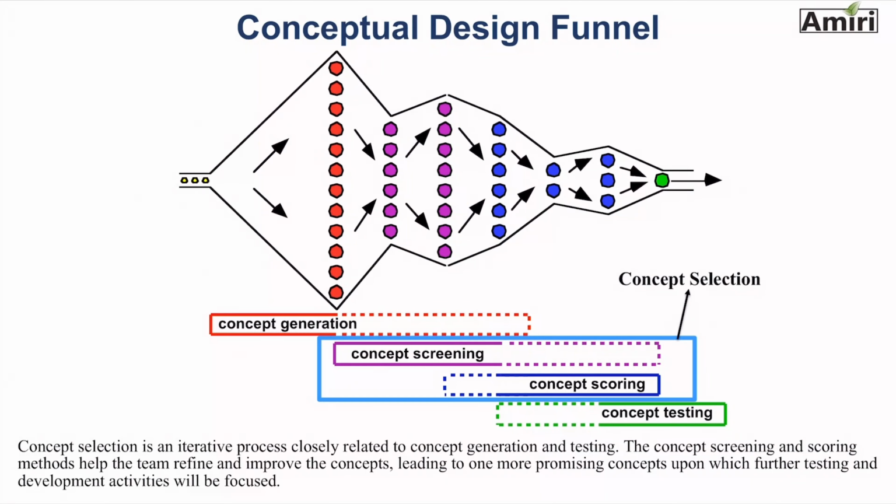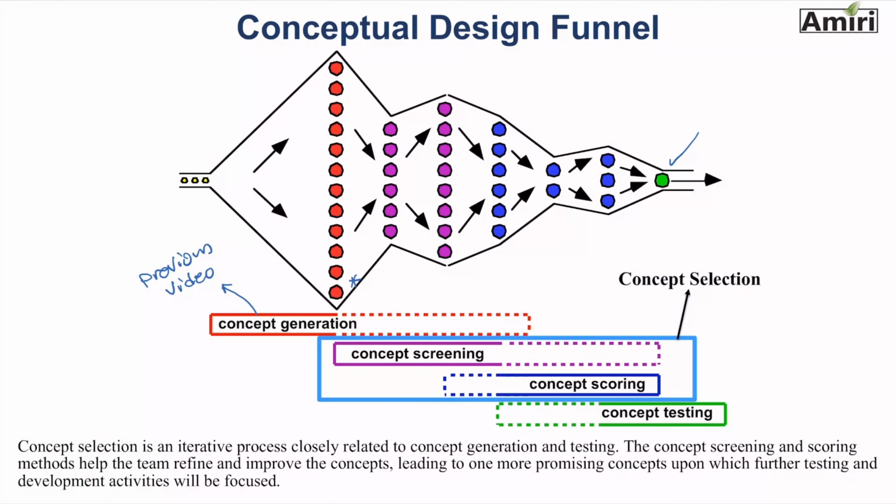The red dots here represent the concepts that we have generated in the concept generation step. Remember, that was a five-step process. That was the topic of the previous video, so make sure that you have watched that video before this. Now the goal is to go from these sets of red concepts, however many we have, and narrow it down to this one viable concept that we can move on with.